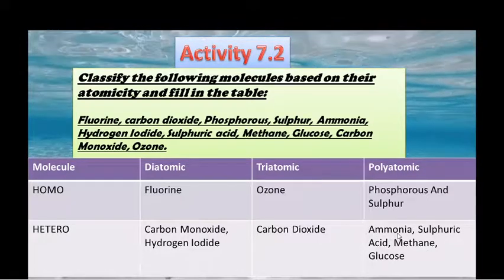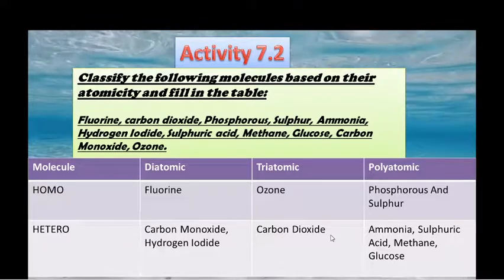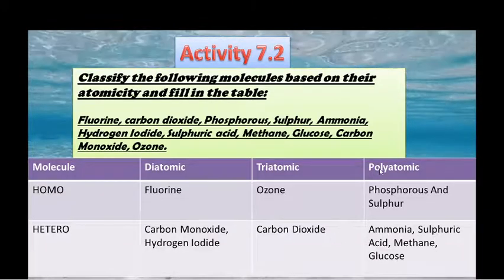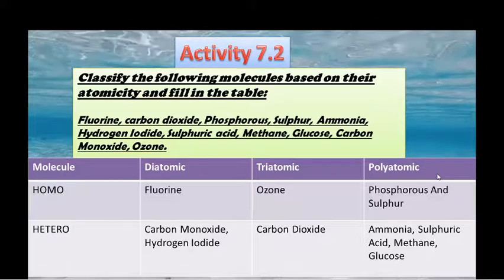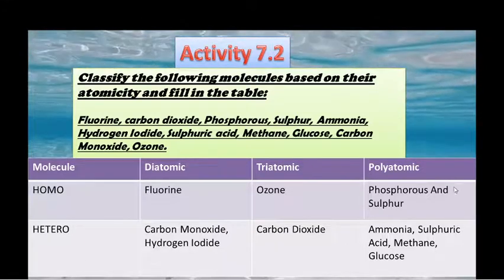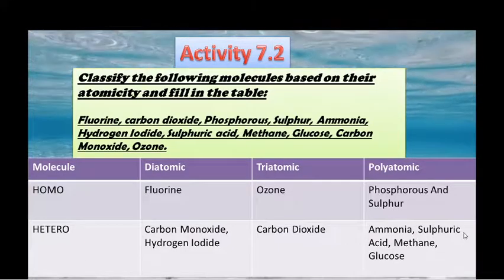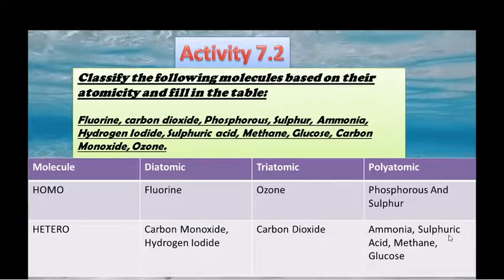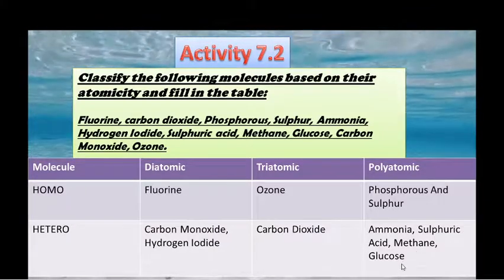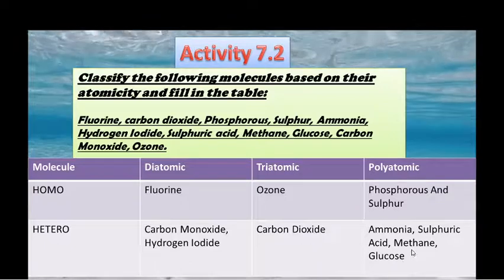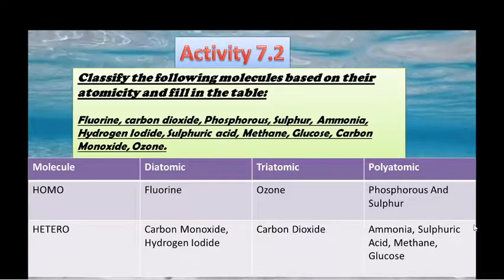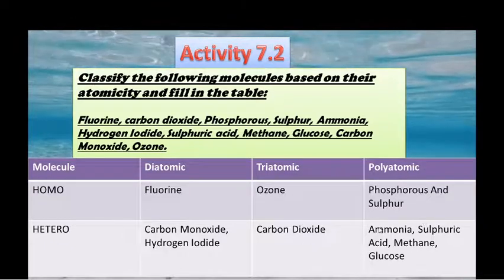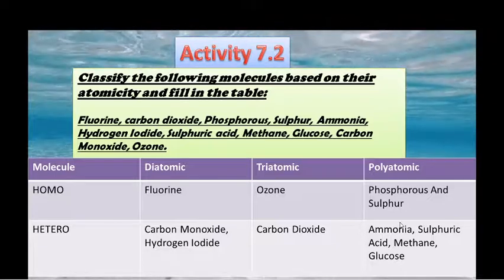NH3 contains 4 atoms. So if atomicity is greater than 3, it comes under polyatomic molecules. So this is a heteropolyatomic molecule: NH3 ammonia, sulfuric acid H2SO4, methane CH4, glucose C6H12O6. All these come under polyatomic, heteropolyatomic molecules. Okay, so these are all the important ones.